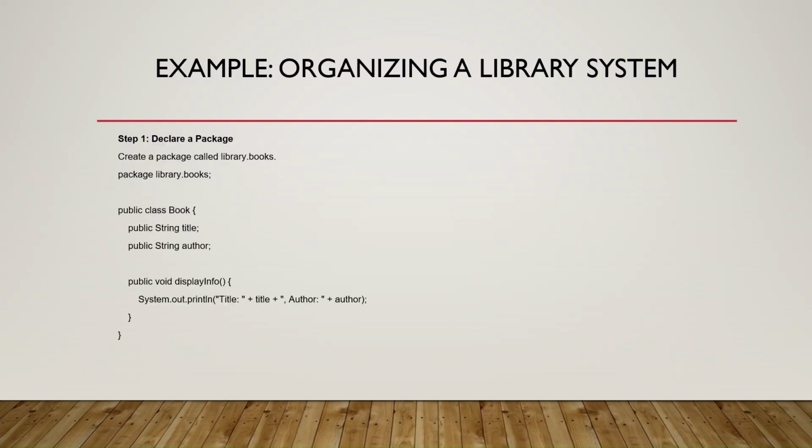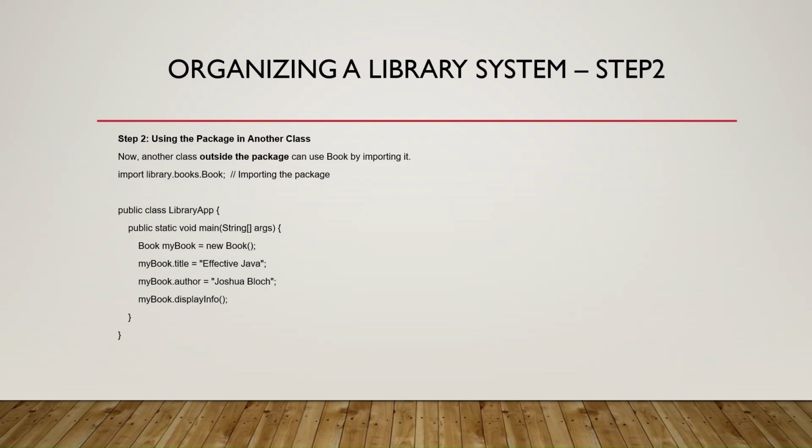Imagine you're building a library management system. You can organize different functionalities into packages. Step 1. Declare a package. The first line, package library.books, declares the package name. Step 2. Using the package in another class. Now, another class can use book by importing it. The key notes are import library.books.book makes the book class accessible in library app. Without import, you would need to use the full path.